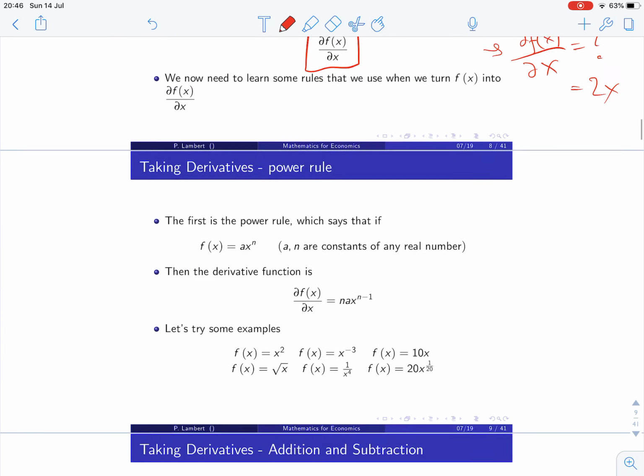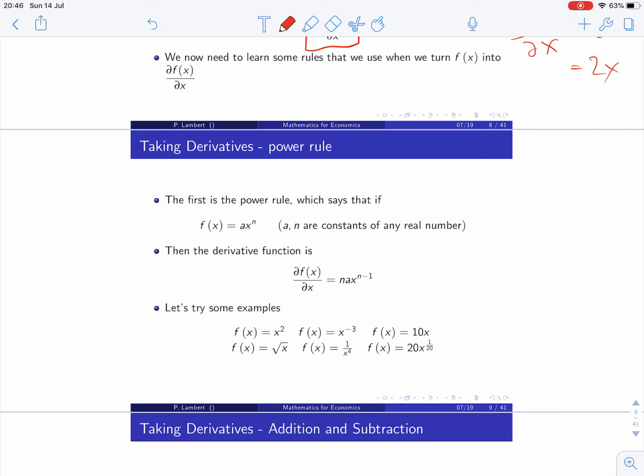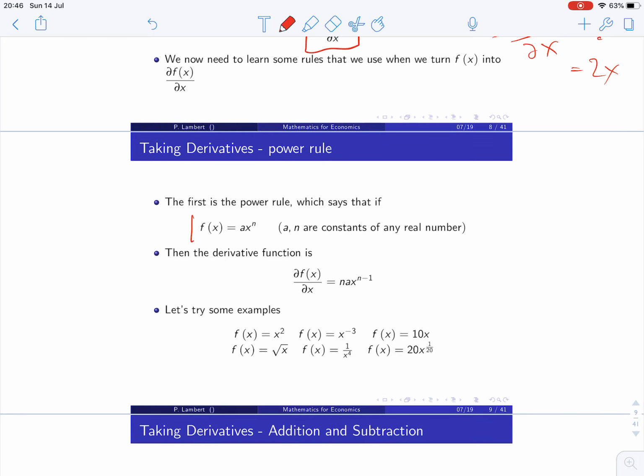The first rule we're going to talk about is called the power rule, which says that if we have some initial function that takes inputs and spits out outputs of this form, where a and n are some real numbered constants, then the derivative of this function, df dx, is always given by, first of all, multiplying the function by this exponent n, bringing that out the front here, then writing x to the power of n minus 1.